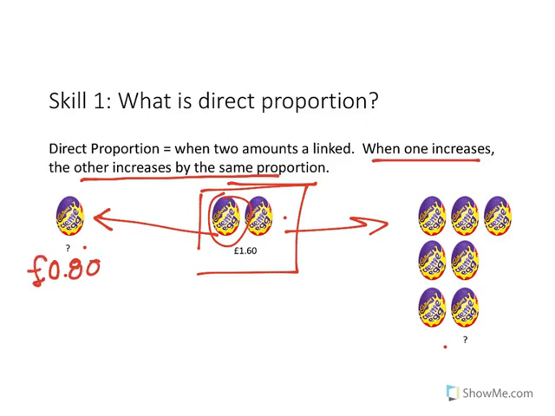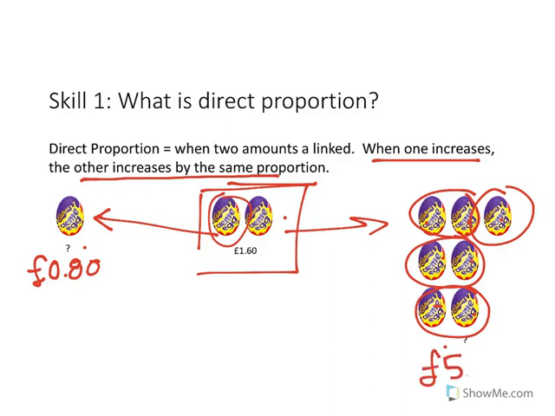So now we want to figure out the cost of 7. So let's think about this. If each of these by themselves costs 80 pence, then we can multiply it by 7. Or we can also say that this is 160, this is 160, this is 160 plus 80 pence, and altogether that should add up to £5.60. So this is what direct proportion is.